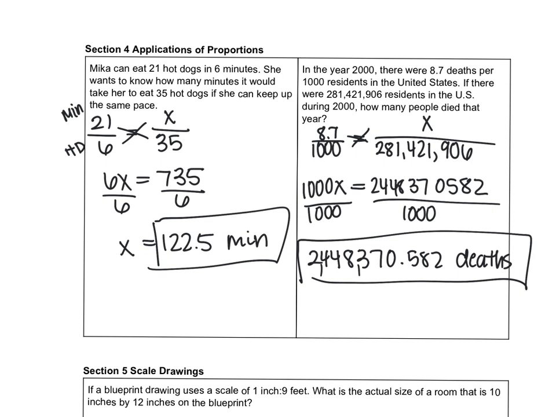Anytime you're solving a word problem and you get a decimal answer, you must give me at least one decimal place. You are not going to round up to whole numbers for the word problems. You are going to give me a decimal answer.